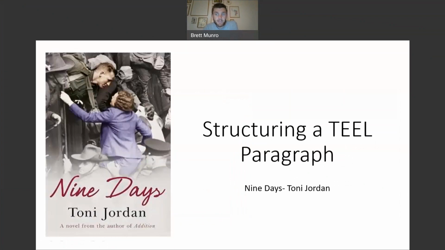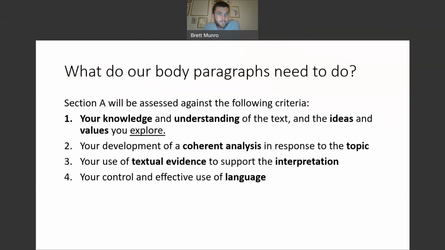This is probably the most significant and the most important part of analytical essay writing. The first question that we want to ask ourselves: what do our body paragraphs need to do? To do that, we're going to have a look at the Section A assessment criteria from the VCE exam. And you'll see here that this assessment criteria looks at four things.